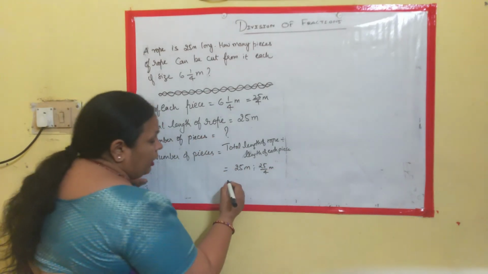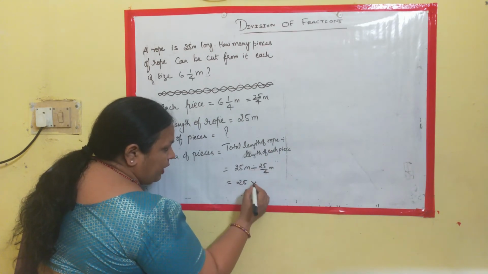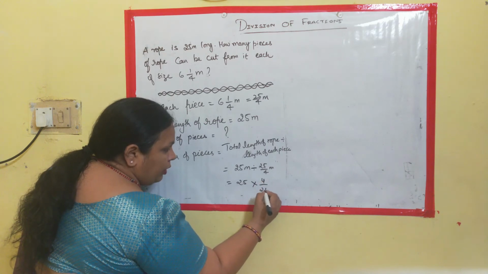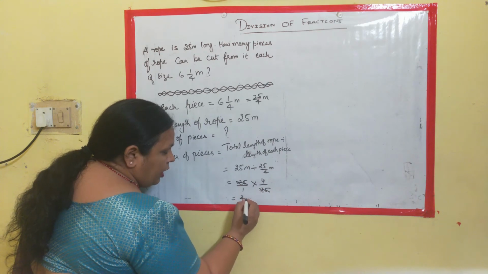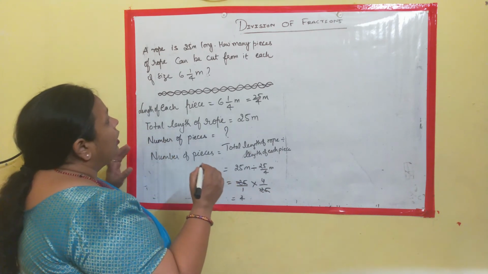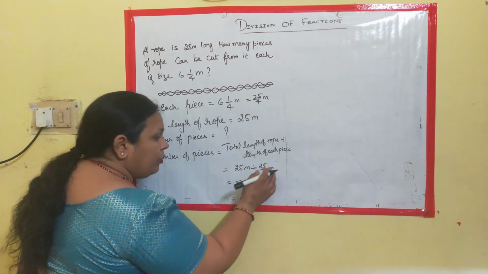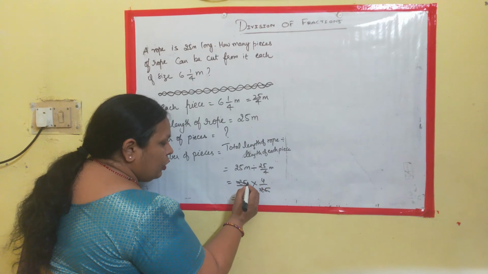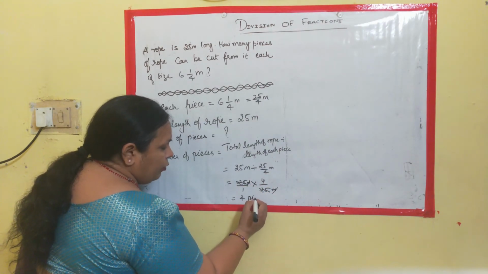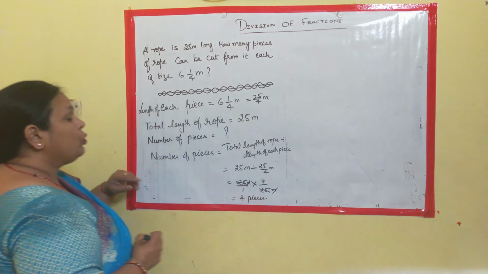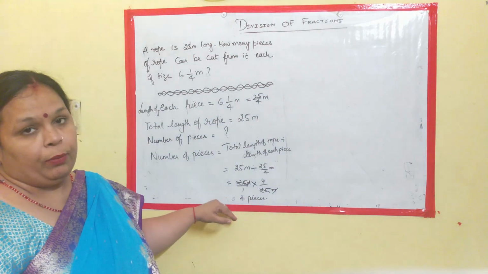Clear? Now what we do is division will change to multiplication, and 4 by 25. This is 1. 25 cancels. We are left with 4 by 1 meter. Then division comes in the denominator. This is your meter, and here 25 meter, meter cancels. We have 4 pieces. So the total number of pieces we will be getting is 4 pieces.